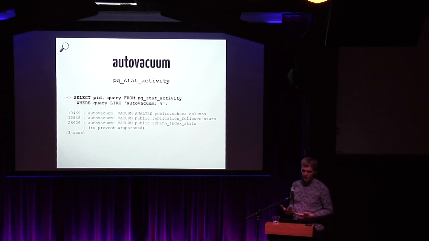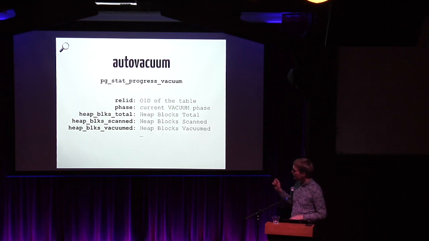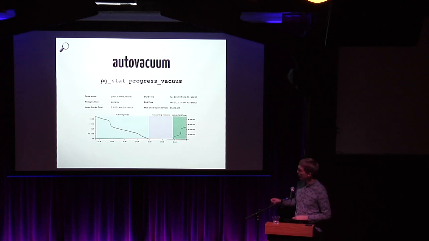Quick recap: with autovacuum, you see in PgStat activity what's running right now. You can graph that over time. Here is a time series type view on the same data in PgStat activity. The thing that's really useful if you have a currently running vacuum is PgStat progress vacuum, similar to the idea behind the create index PgStat progress view. This tells us about a currently running vacuum, and we can also graph this over time.